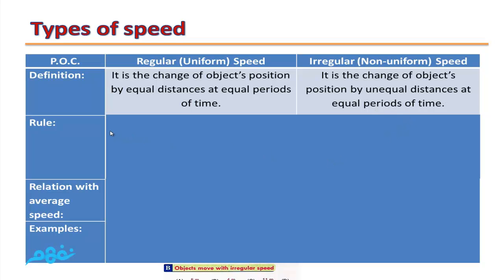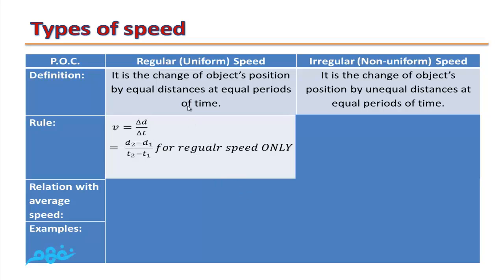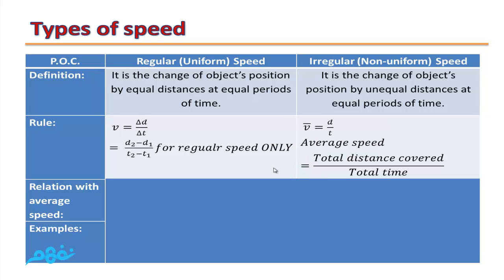The second point of comparison is the rule that we use to calculate both of them. To calculate the regular speed, we use this rule: V equal delta D over delta T, which means that the change in distance with respect to time. And this rule is valid only for regular speed. But for irregular speed, we can't calculate it, but we can calculate the average speed instead of that.